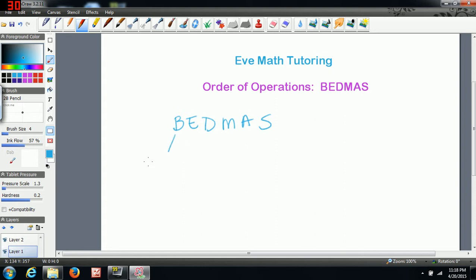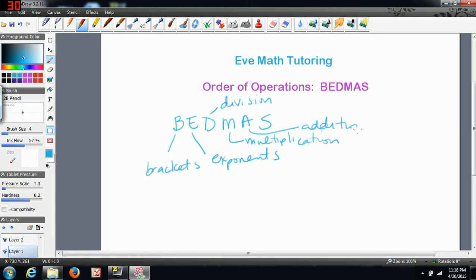So B stands for brackets, E stands for exponents, D stands for division, M stands for multiplication, A stands for addition, and S stands for subtraction. Okay, and these two are interchangeable. So division and multiplication, and then addition and subtraction are interchangeable.